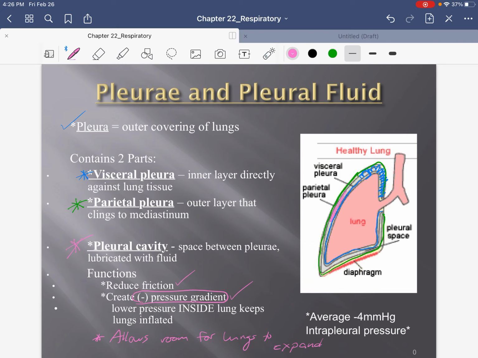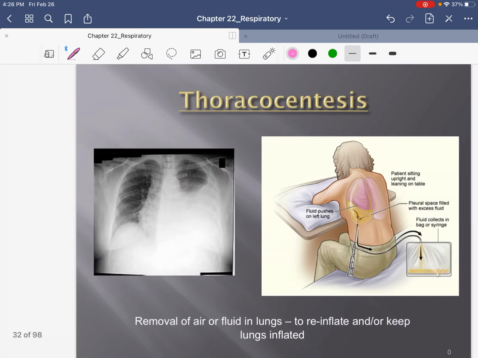So inner lining, visceral pleura, outer lining, parietal pleura, space in between, pleural cavity. Functions of that pleural cavity: allow space for lungs to expand when we inhale, reduces friction because it's got a little fluid in there, and it allows for a negative pressure gradient, which we will talk about in a moment. Excellent.